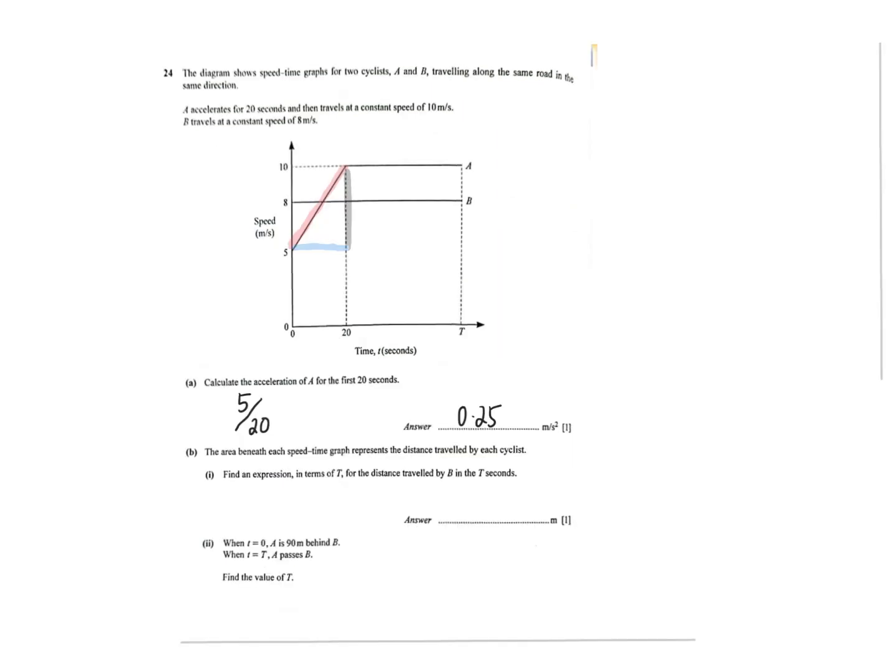Okay, last example. You can leave it as 1/4. Also can. But remember, the rise is not 10. A lot of you will use 10. It's only 5. Okay, out of 20. Okay, next one, they want you to find the distance traveled by B in T seconds. So it's this one.